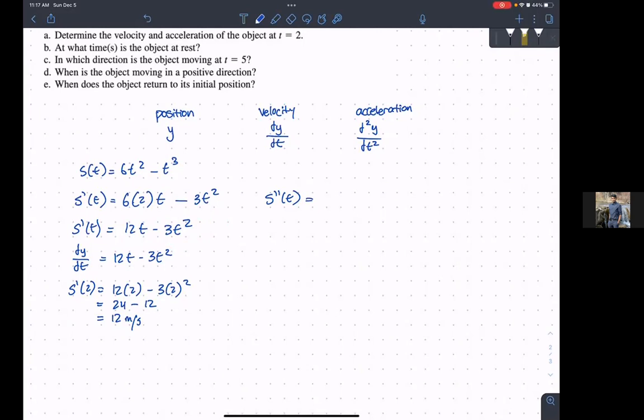So I'll give you some time, right? We'll take it up at... So figure out the equation for the acceleration, so s double prime of t, and then also figure out the acceleration at t equals 2, so sub in 2 at the end. I'm going to give you maybe like 2 minutes, until 11:20, then I'll take it up.